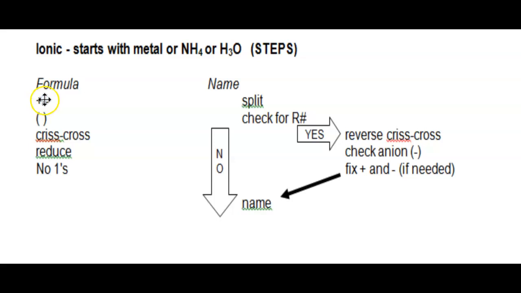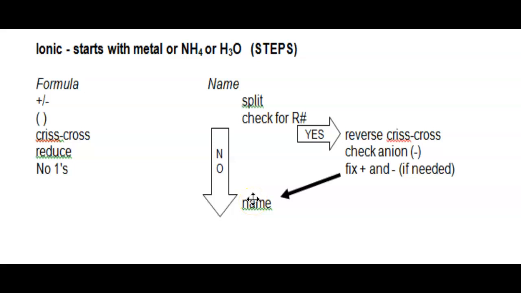You're going to put the cation and the anion, put parentheses around polyatomics, crisscross down, reduce, write without ones. When you're going the other way, when you're trying to get the name from the formula, you're going to split the compound after the cation, check for Roman numerals. If there's Roman numerals, you're going to reverse crisscross, check the negative, fix the positive and negative if needed, and then name. If there's no Roman numerals, those are the easiest, you just name.